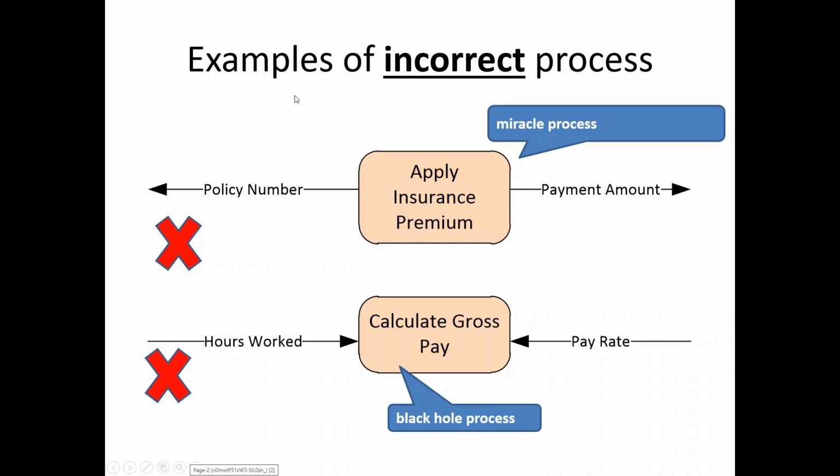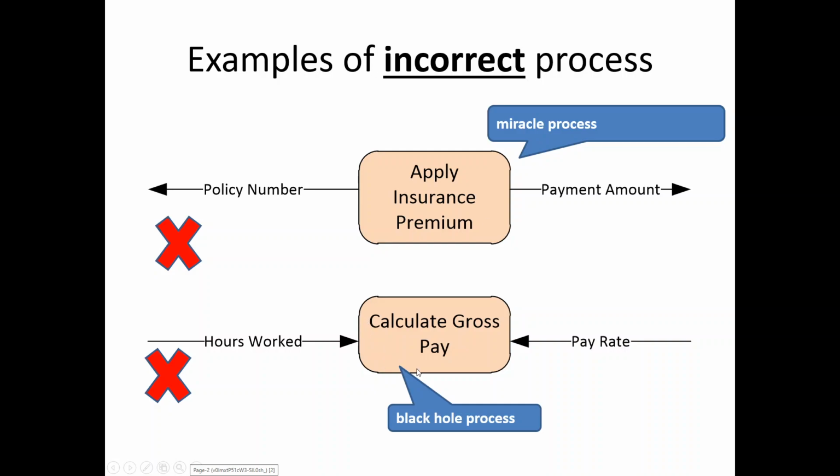And then we have some examples of incorrect processes. In this process, as you can see, it has two outputs, but it doesn't have any input. So here, this process is called a miracle process. Because a process's function is to turn input into output, its output should be based on certain input. But here, this process doesn't have any input. It just automatically generates output, which is not meaningful.